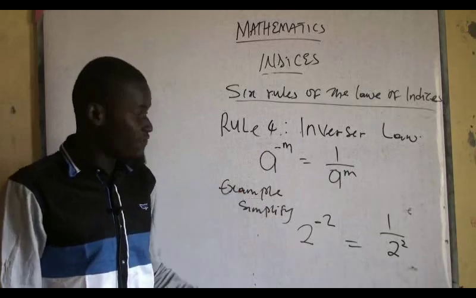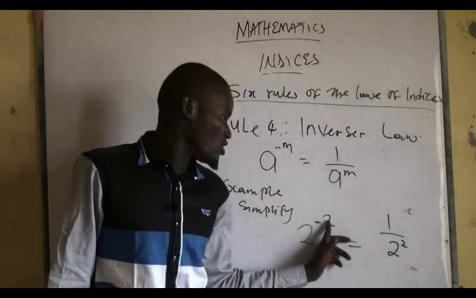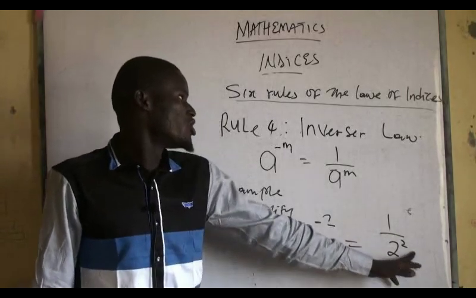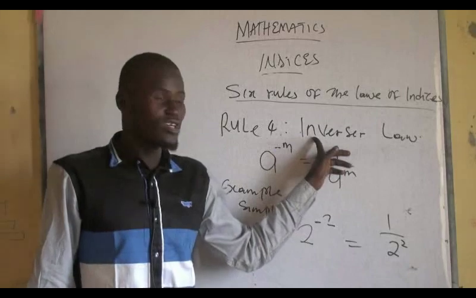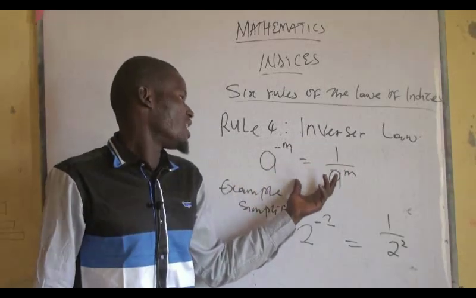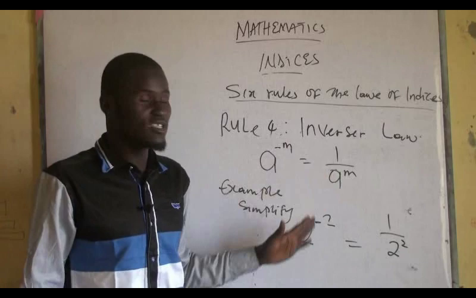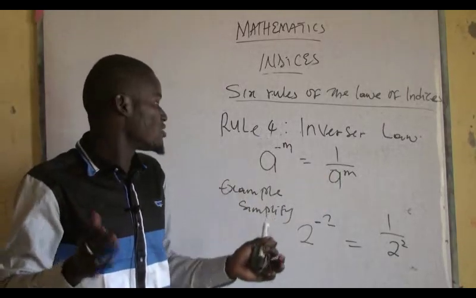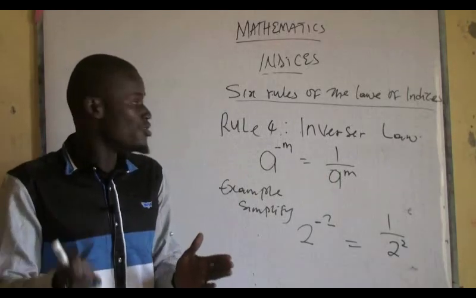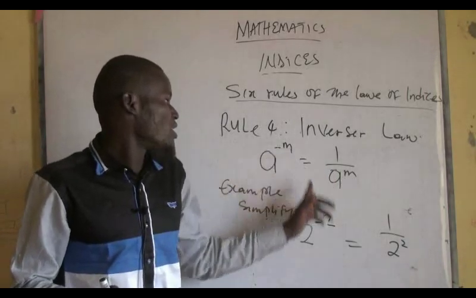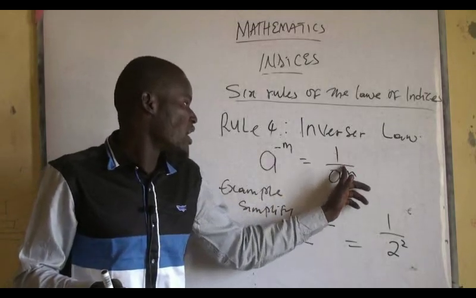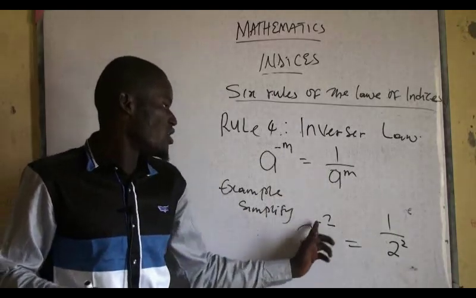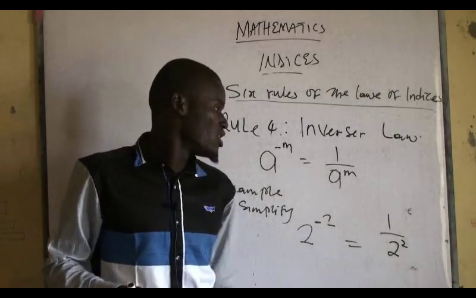For example, simplify 2 raised power of minus 2. It's the same thing as 1 all over 2 raised power of 2 when we apply the inverse law. Whenever you see a raised power of minus, we call it the inverse law. So a raised power of minus m is sometimes written as 1 all over a raised power of m. Then the example: 2 raised power of minus 2 is sometimes written as 1 all over 2 raised power of 2.